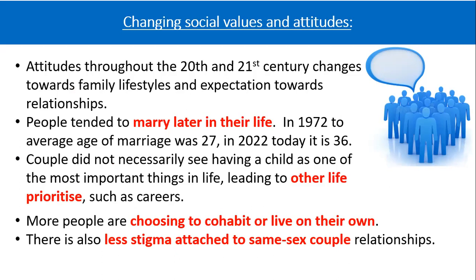So what we're seeing is that perhaps couples are not necessarily seeing having a child as their biggest priority. So maybe they're prioritizing other things like traveling or their careers. More people choosing to cohabit and live on their own as well. And there's less stigma attached to same-sex couple relationships. So these changing attitudes are having an impact on other forms of family structures.